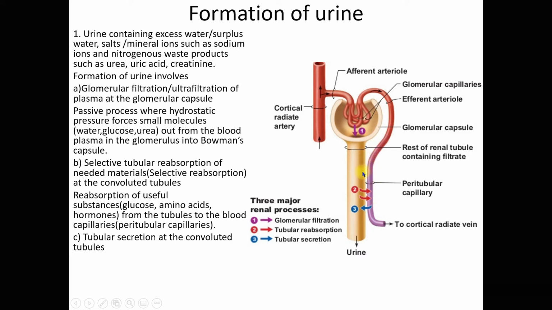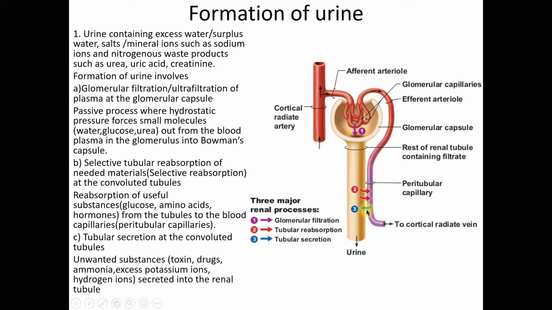Now as the filtrate travels along the tubules, tubular secretion occurs, with unwanted substances like toxin, drugs, ammonia. Remember, ammonia is poisonous to our body. Excess potassium ions and hydrogen ions will be secreted into the renal tubule from the peritubular capillary.